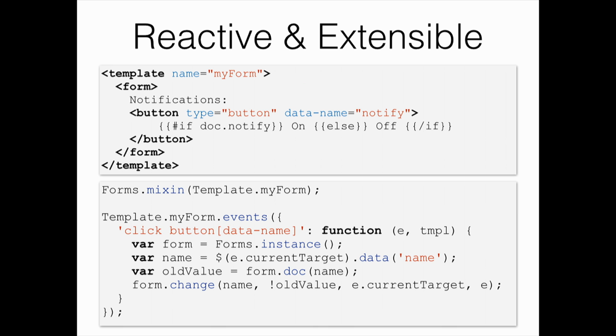The API is also reactive and extensible. Here, I've built a custom form control, and that form control is a button. But all I need to do to make that work with the forms package is call the one line you see towards the bottom of my JavaScript there, form.change. That triggers the forms API to update the underlying state and to change that doc.notify that you see in my HTML from true to false, or vice versa.